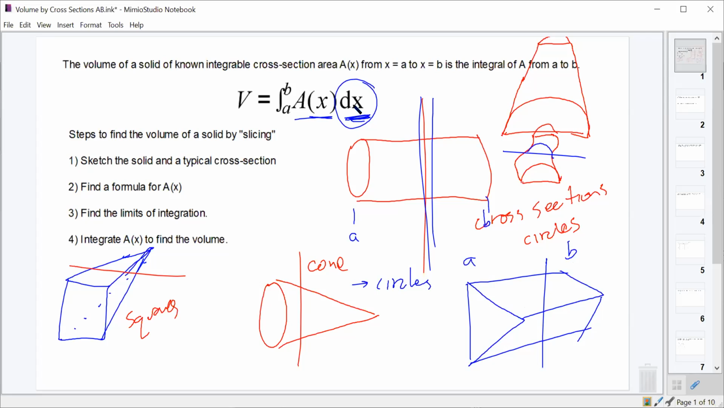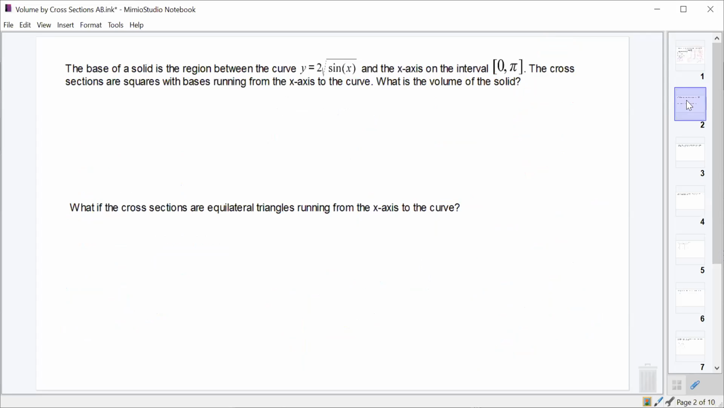Yeah, conceptually. All right. Let's try it then. So take a second, read through this first one, and then we'll work through it together.